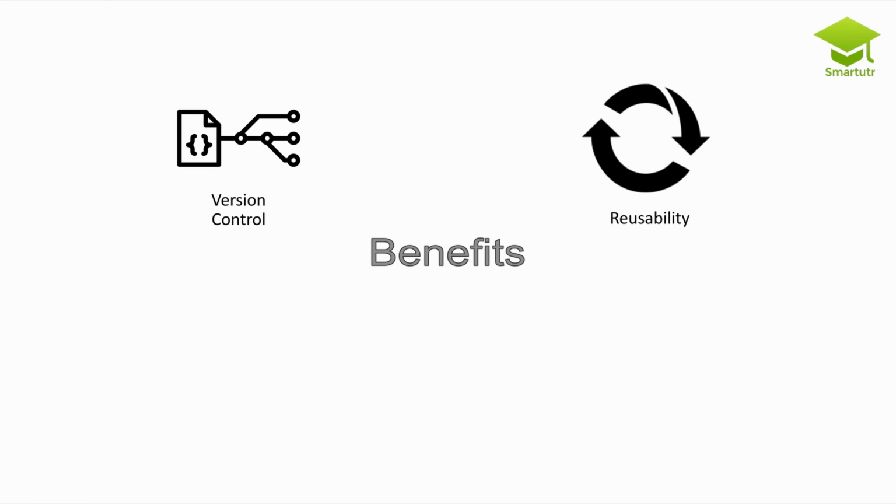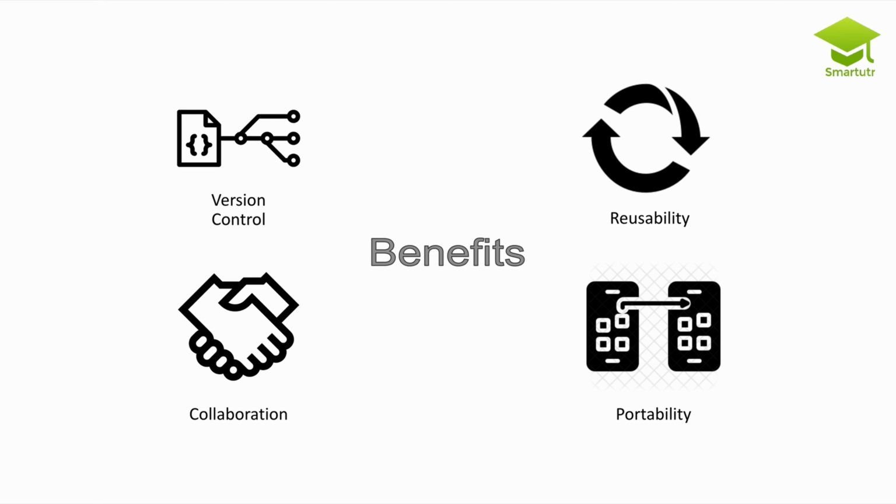Why use Terraform? There are several benefits to using Terraform as your IaC tool. Version control. With Terraform, you can store your infrastructure configuration in version control systems such as Git, allowing you to track changes and roll back if necessary. Reusability. Terraform allows you to create and use reusable modules, making it easier to manage and maintain your infrastructure. Collaboration. Terraform's declarative configuration language makes it easier for teams to collaborate on infrastructure projects. Portability. Terraform's configuration files are platform agnostic, which means they can be used to manage infrastructure on multiple cloud providers and on-premises environments.